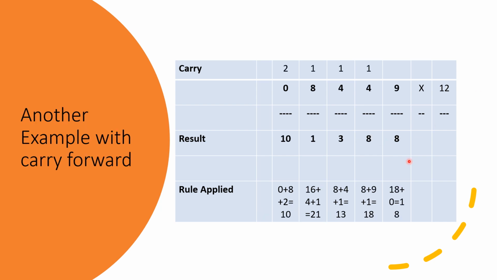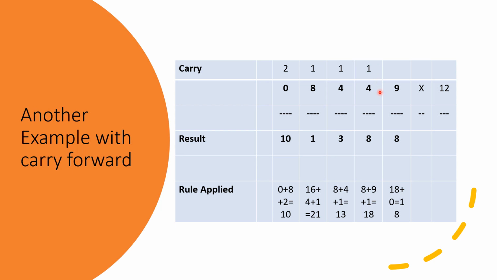One example with carry forwards. Here I'm considering the number 8449 into 12. We will have to apply the rule starting from right to left. So considering 9: 9 into 2 is 18, plus 0 is 18. We will keep the 8 here and carry forward the number 1 to the next digit.